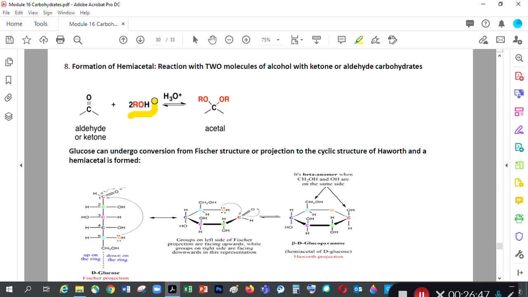If I have here two molecules of alcohol with the carbohydrate with the aldehyde group or keto group in the presence of an acid as a catalyst, so I get how many? Two ORs. This is called acetal or ketal. Let's look at the examples here.